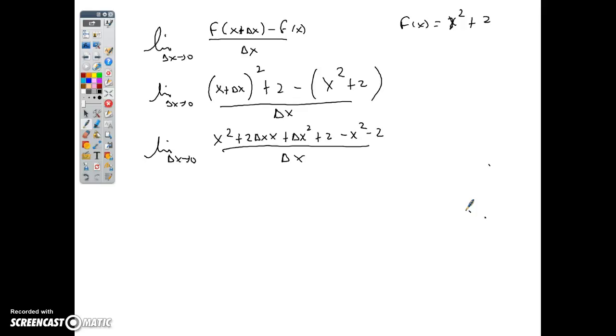How does it get much better? Anybody see anything I can cancel out? I can cancel out this one. I can cancel out these ones, right? So it actually is getting better. So then I'm going to put a limit in. Remember, I haven't taken the limit yet. Limit of 2 x delta x plus delta x squared all over delta x.